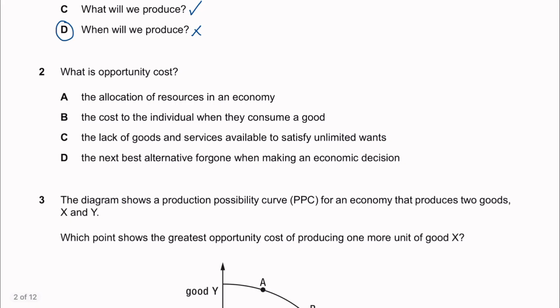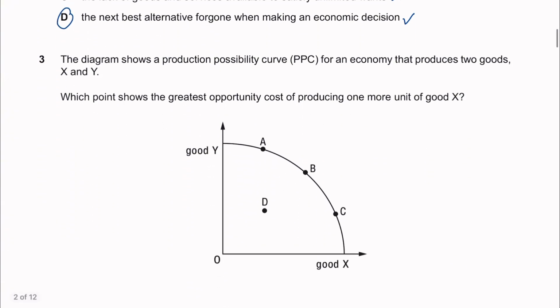Question 2. What is opportunity cost? So this one, you need to find the right definition. So this one's no. No. The next best alternative foregone when making an economic decision. This is correct. So technically, you just need to remember the definition or just understand the concept itself. Okay, moving on. Question 3.